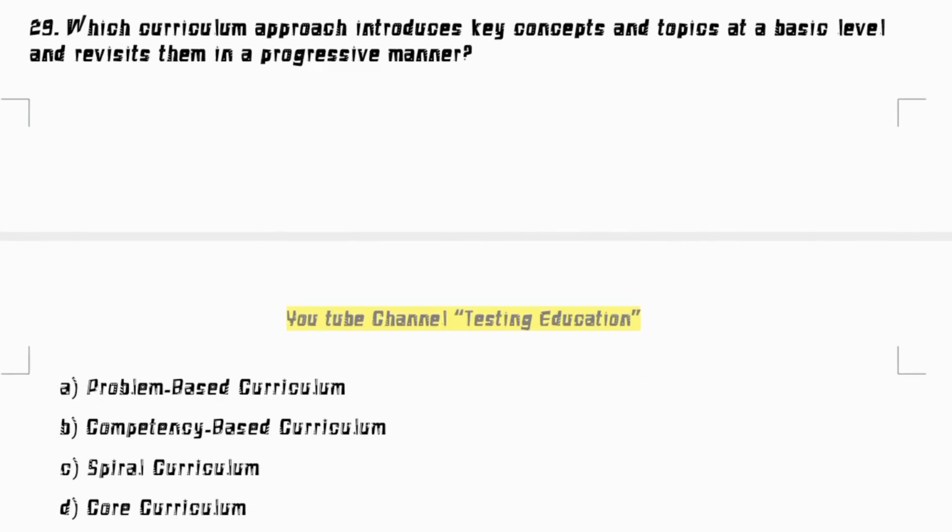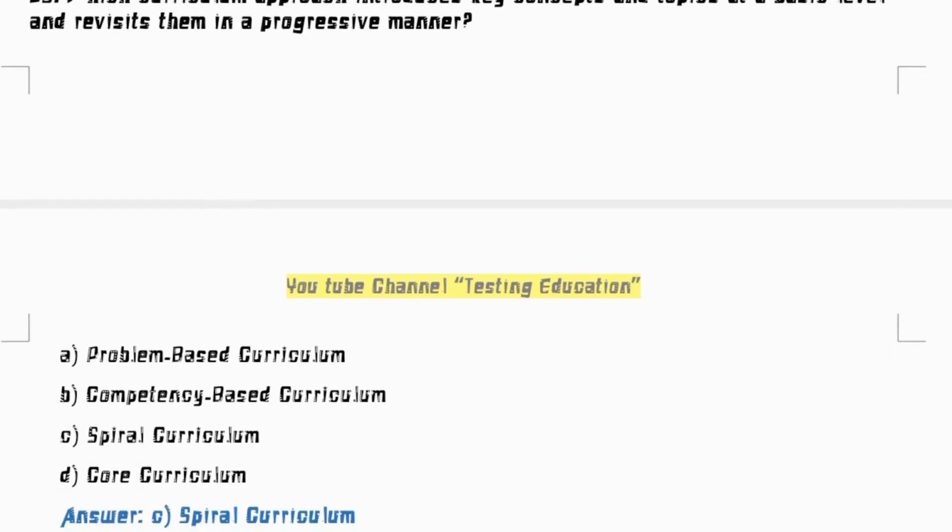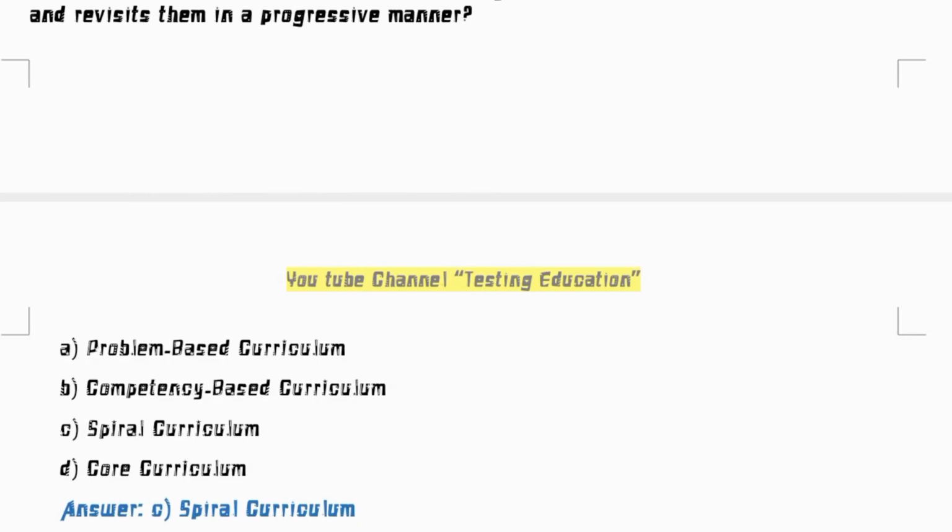Question number 29. Which curriculum approach introduce key concept and topic at a basic level and revisit them in a progressive manner? Option A, problem-based curriculum. Option B, competency-based curriculum. Option C, spiral curriculum. Option D, core curriculum. Correct option is option C, spiral curriculum.